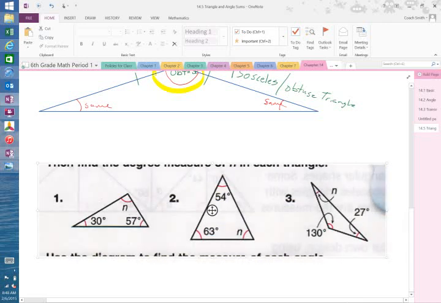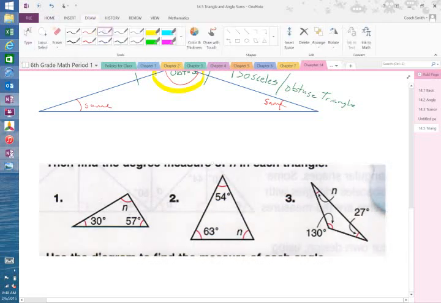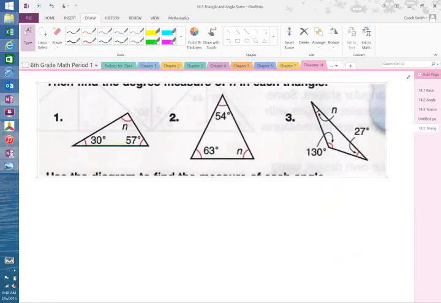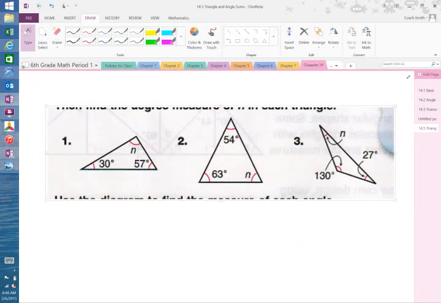All right. Let's look at these 3 triangles, and we're going to classify them by their name for measurements of sides and angle measurements. And then we're going to give the measurement that's missing. Okay? So, first of all, number 1, how many acute angles does it have? How many? How do we know? How many do you know right now, without knowing what n is? How many acute angles does it have?